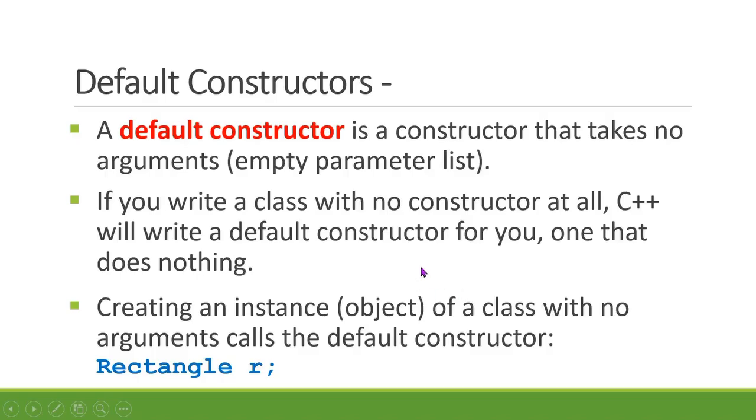If you write a class with no constructor at all, C++ will write a default constructor for you, one that does nothing. Creating an instance or object of a class with no arguments calls the default constructor. So for the rectangle class, if I create a rectangle object like this in my outside code, it's going to automatically call the default constructor.